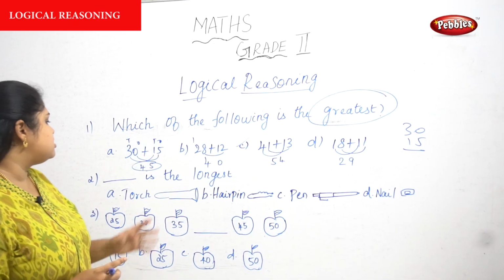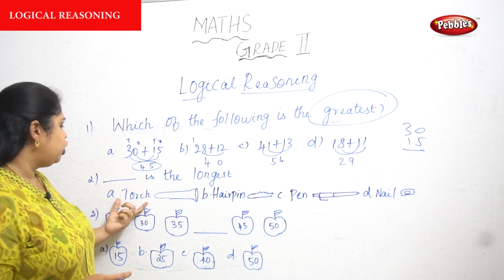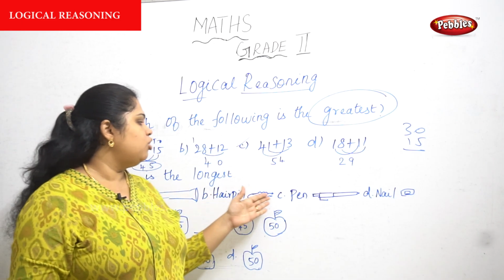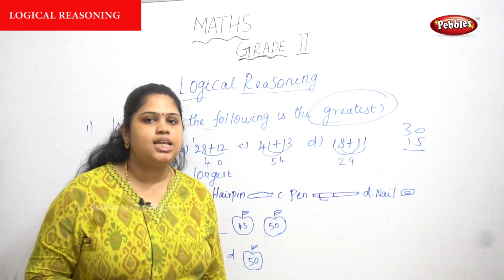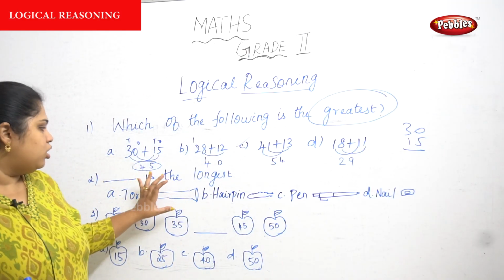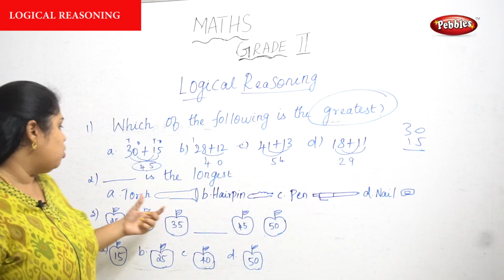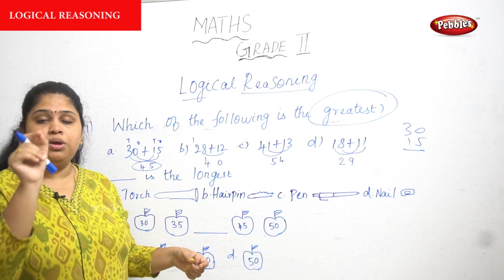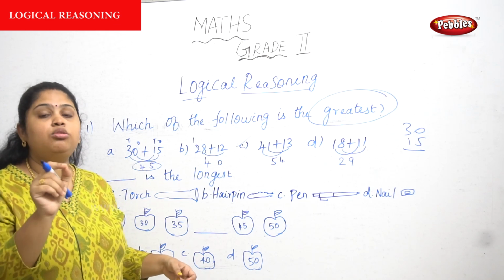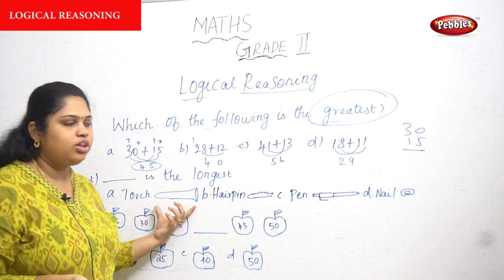So, dash is the longest. What options were given? Option A torch, option B hairpin, option C pen, option D nail. Nail means a clip, a U-clip. They have given a diagram also. Sometimes a torch will be very small in size compared to a pen, and some torches are also available like that, so for that they have given the diagram itself.